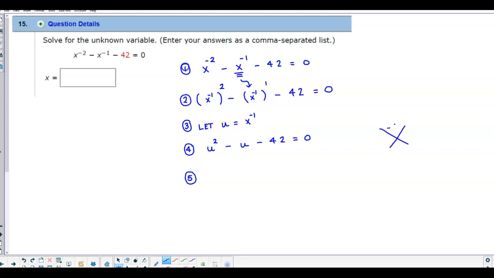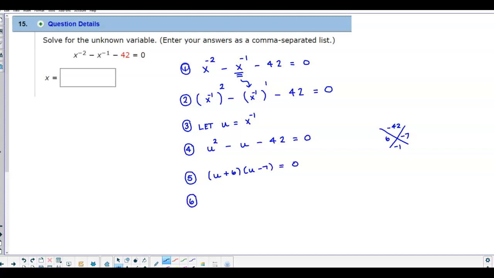So we have negative 42 and we have negative 1 as our middle number. What two numbers can we multiply to get negative 42, then when we add them together, it's going to give us negative 1? Well, that's going to be positive 6 and then negative 7, because 6 times negative 7 is negative 42, and 6 plus negative 7 is negative 1. So we end up with u plus 6 times u minus 7, which is equal to 0.